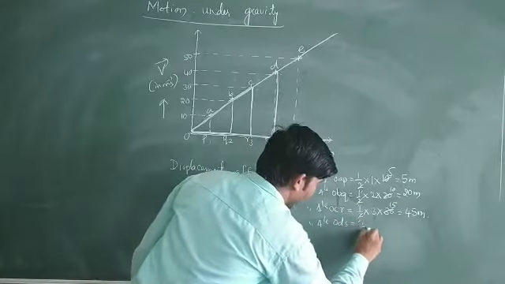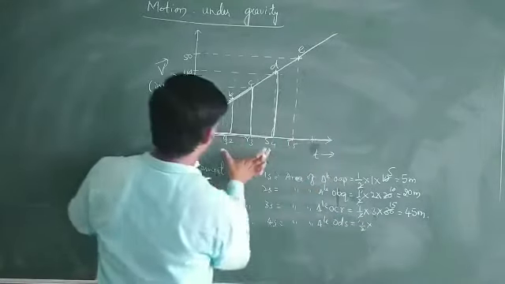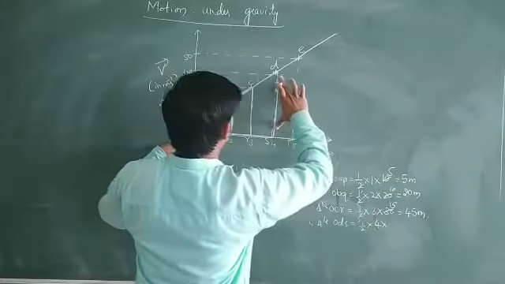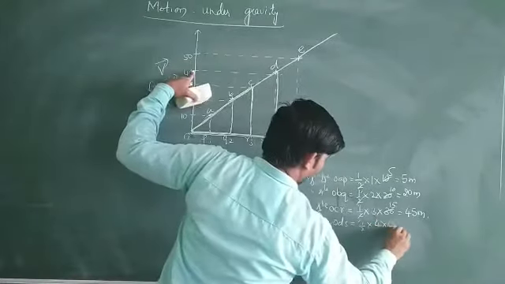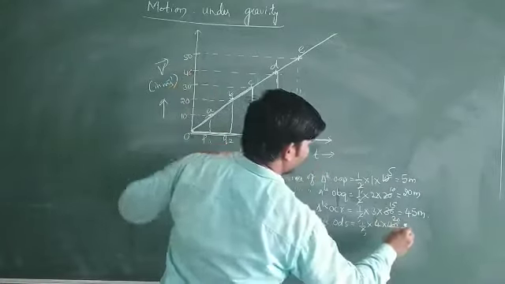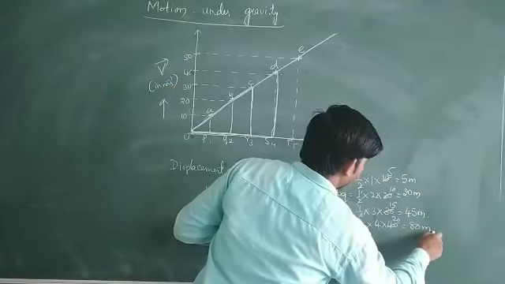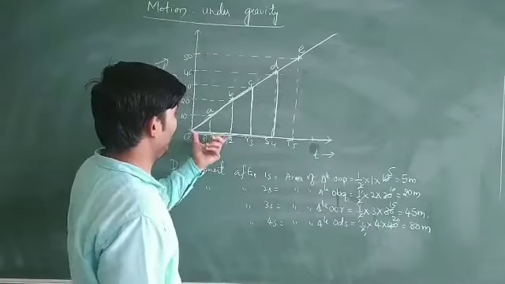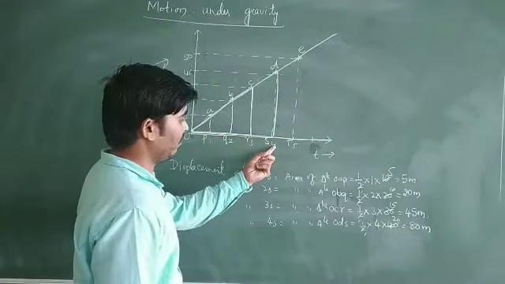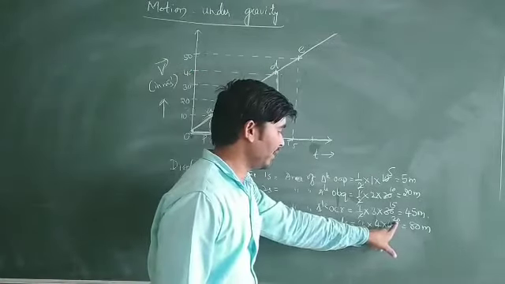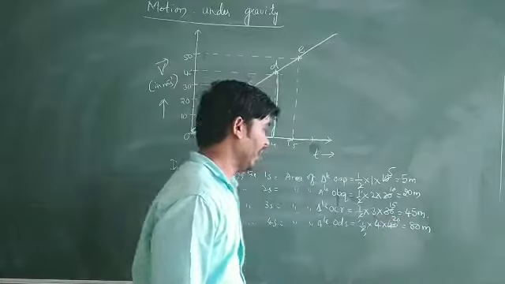Displacement after 4 seconds is the area of triangle ODS. Half into base, which is 4, into height, which is equal to 40. So half of 40 is 20, and 4 into 20 is 80 meters. Right? Half into base is 4 and height is 40, so 80.